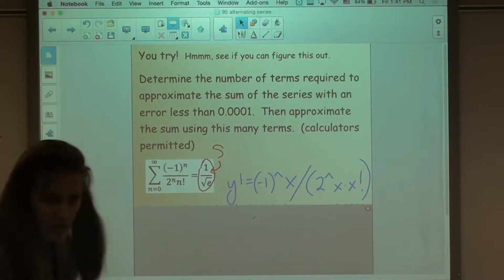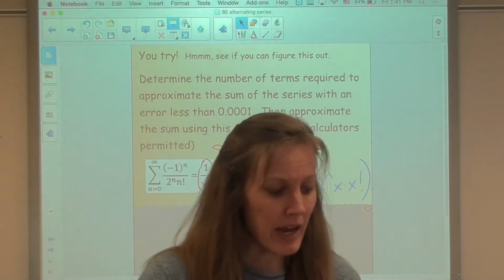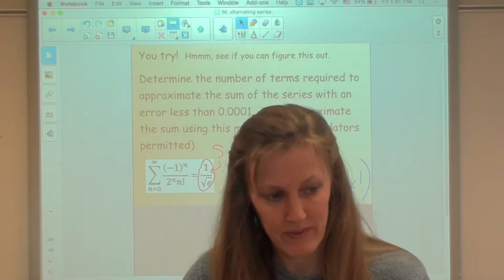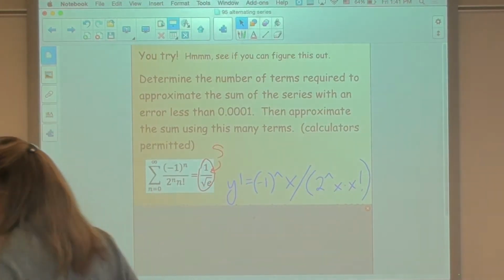Can you have a negative summation? Can you have a negative sum? Absolutely. Okay, cool. So it's usually 4 and 5.